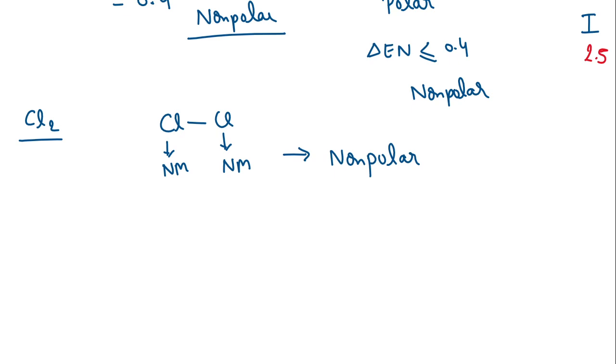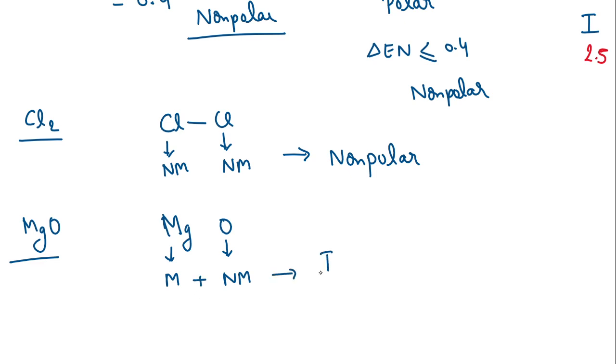Our next molecule is MgO. So in MgO, magnesium oxide, magnesium is metal and oxygen is non-metal. So this is the indication of ionic bond. Metal and non-metal combine and form ionic bond.